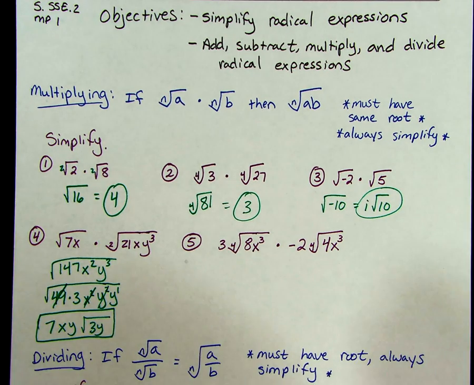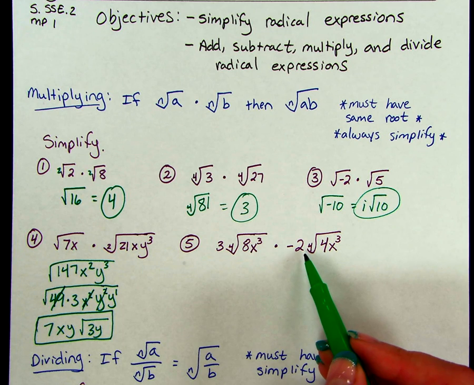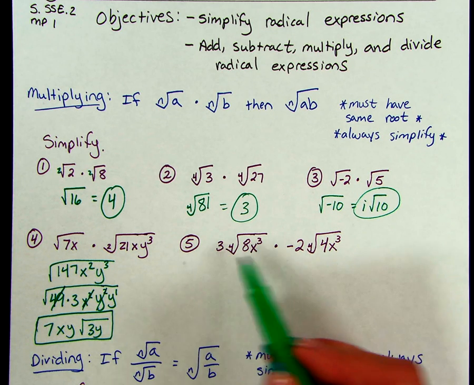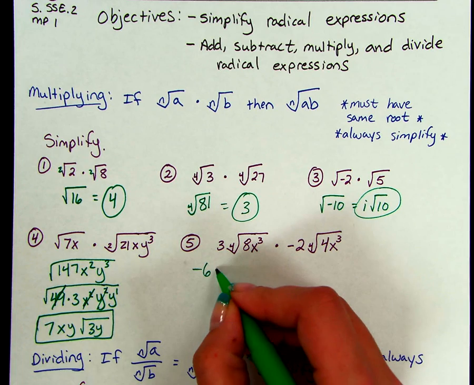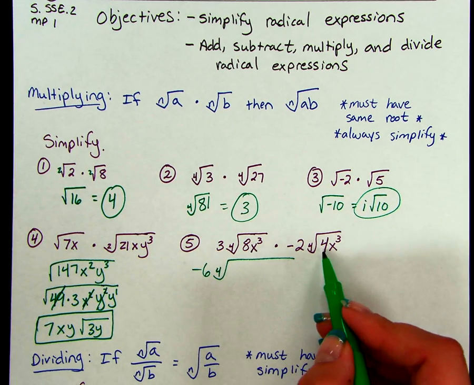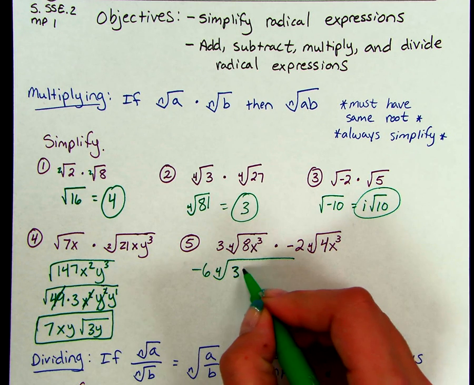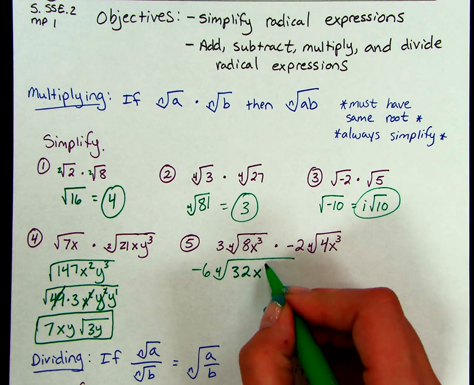All right, and the last example under multiplying. Again, we have a 4th root and a 4th root. When we multiply, we're going to multiply the outside numbers together. So 3 times negative 2 is going to be negative 6. And then we're going to multiply the inside numbers. 8 times 4 will give us 32. And then x cubed times x cubed is going to be x to the 6th power.